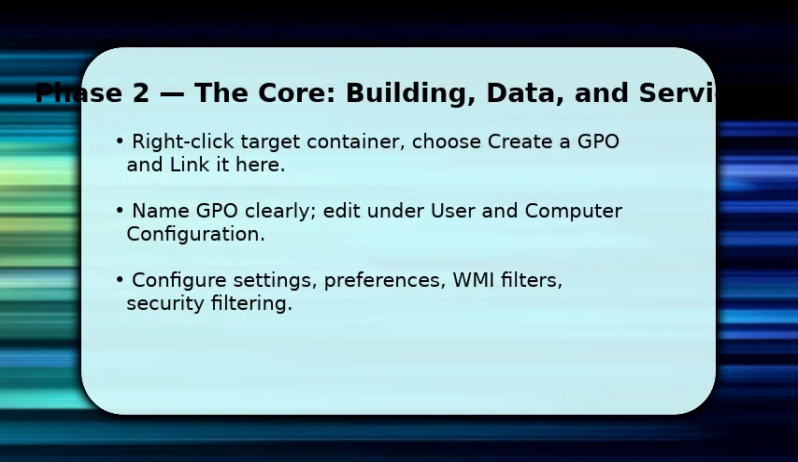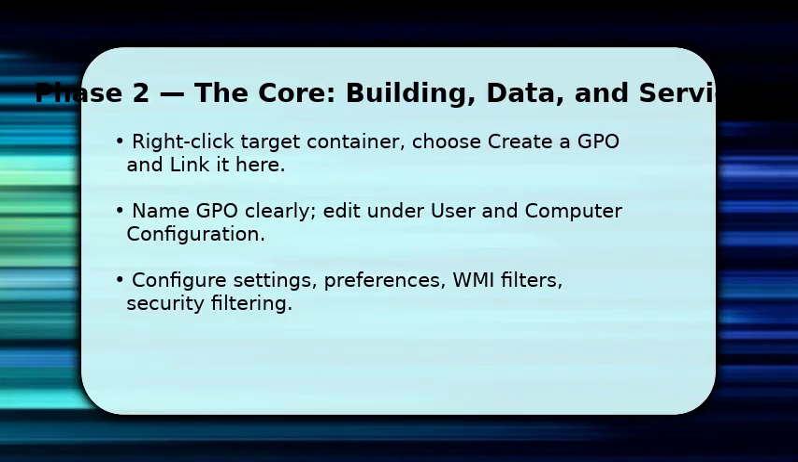You create the GPO by right-clicking the target container and selecting Create a GPO and link it here. Name it with a clear, descriptive convention. Then edit the GPO, expand user configuration and computer configuration to set policies or preferences.